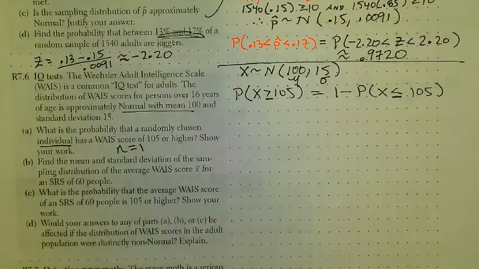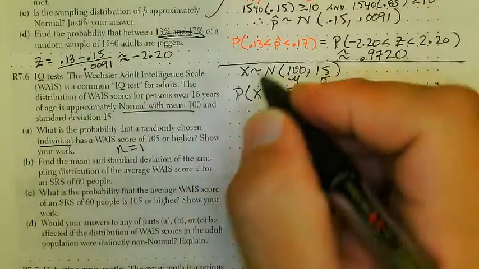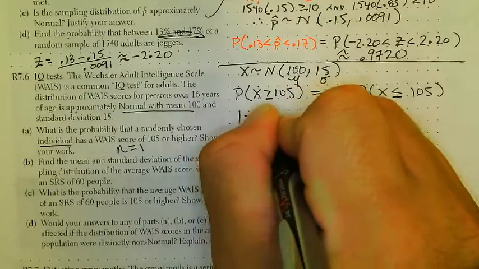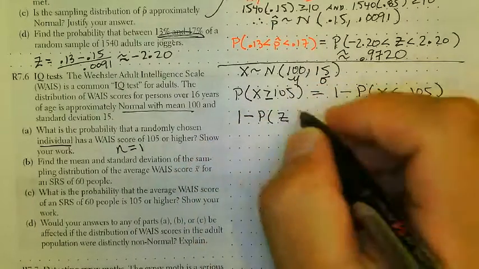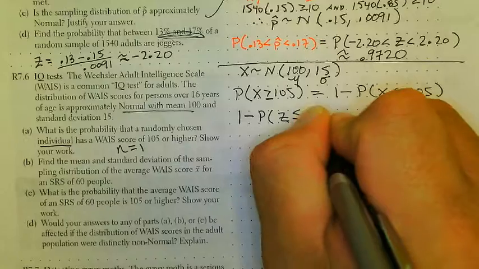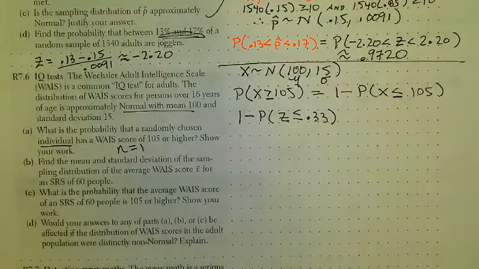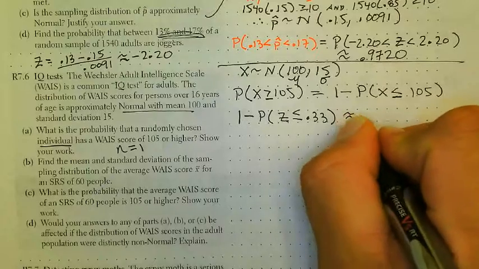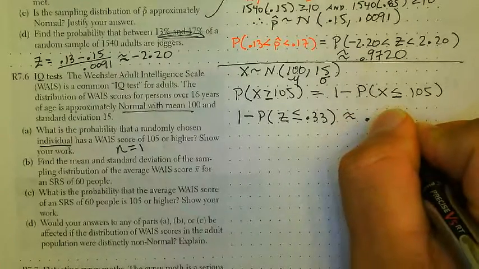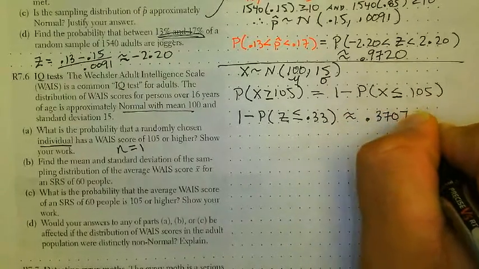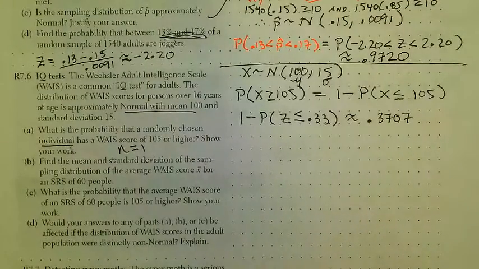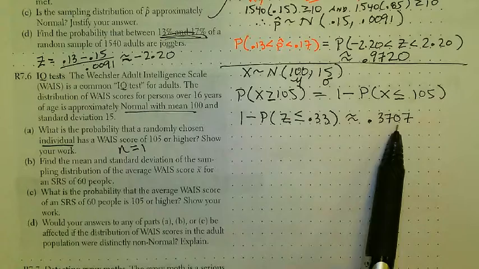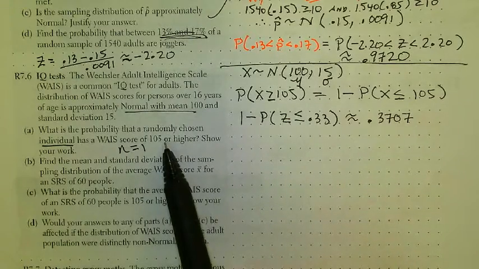Okay? And I need the z-score. Right? If I work through the z-score, I would get that I have 1 minus the probability that the z-score is less than or equal to 0.33. Right? Standard computation of the z-score. Put that into my calculator or look into the table, and I get 0.3707, meaning that a randomly selected individual, about 37% of them have a score higher than 105.